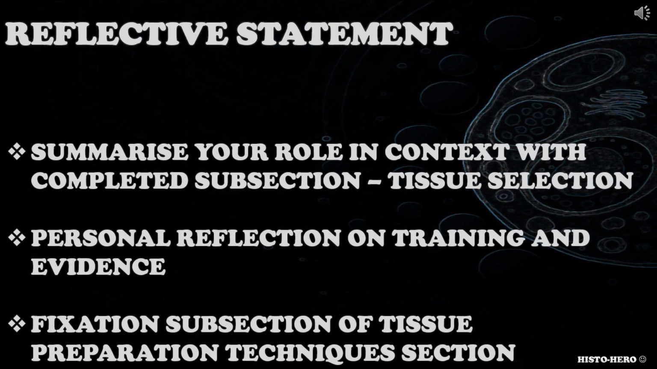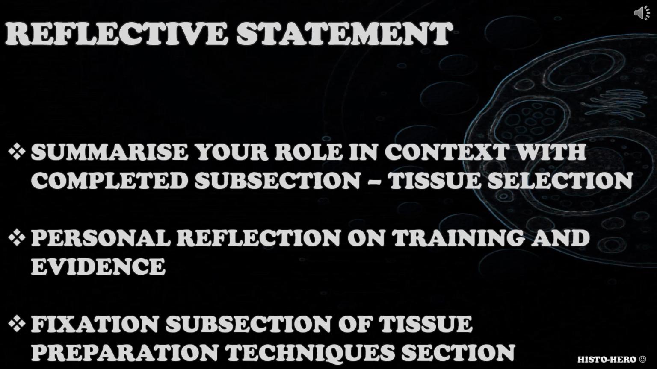Each section also contains a reflective statement, which is asking the candidate to summarize their role in the lab in the context of each section. When they complete all the subsections within each section, they will be required to write a reflective statement. They also need to write a personal reflection on their training and why they chose their evidence. To prepare for that, ask them to write a smaller reflective statement for each subsection.